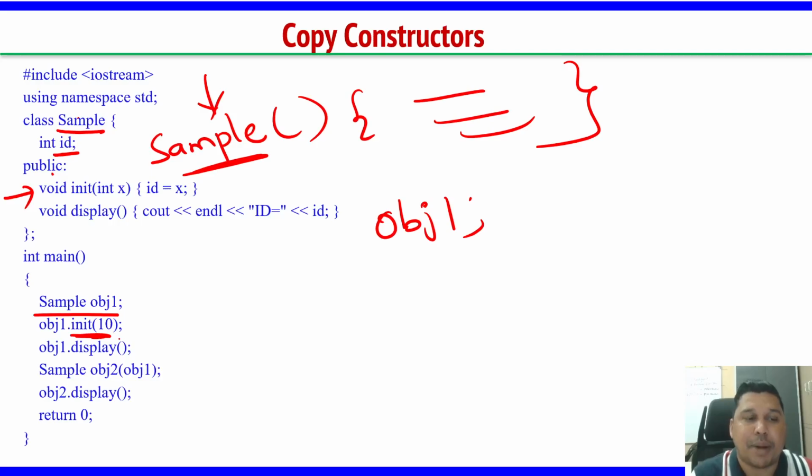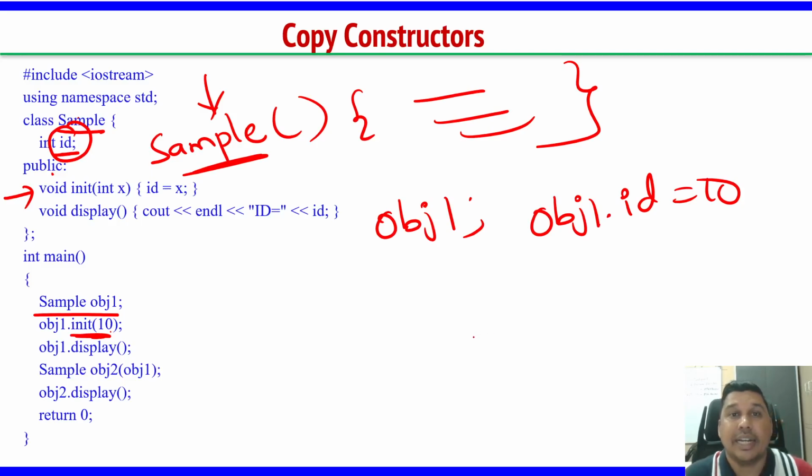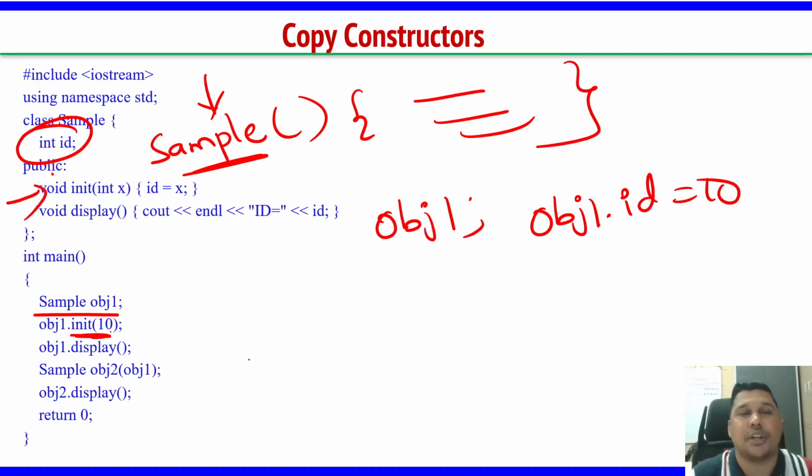I am passing 10 to that function. What will happen? This private member ID will contain 10 now. So obj1 dot ID will contain 10. In what way is this? It is one way of assigning a value to a private data member using a public function.